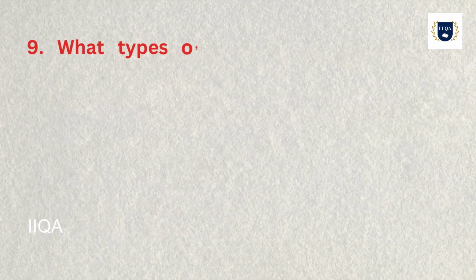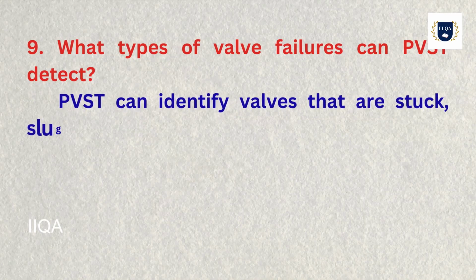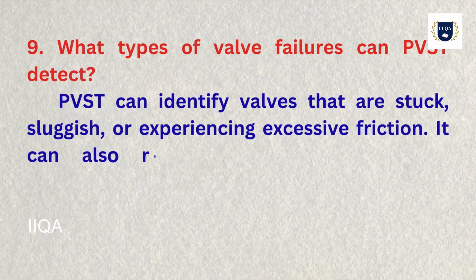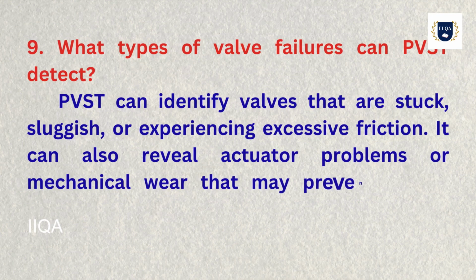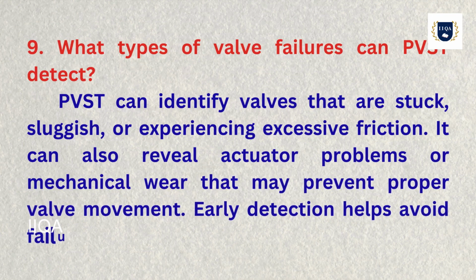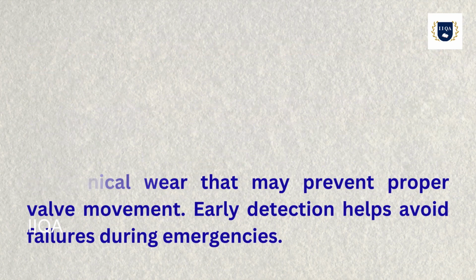9. What types of valve failures can PVST detect? PVST can identify valves that are stuck, sluggish, or experiencing excessive friction. It can also reveal actuator problems or mechanical wear that may prevent proper valve movement. Early detection helps avoid failures during emergencies.